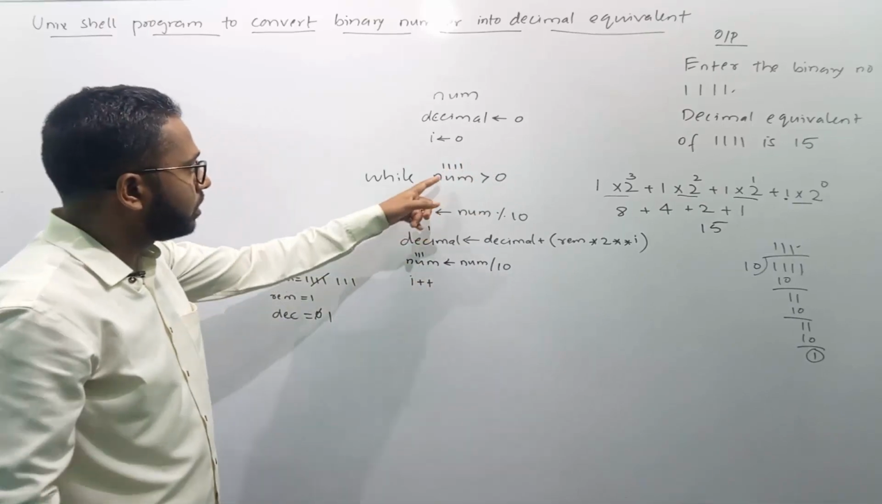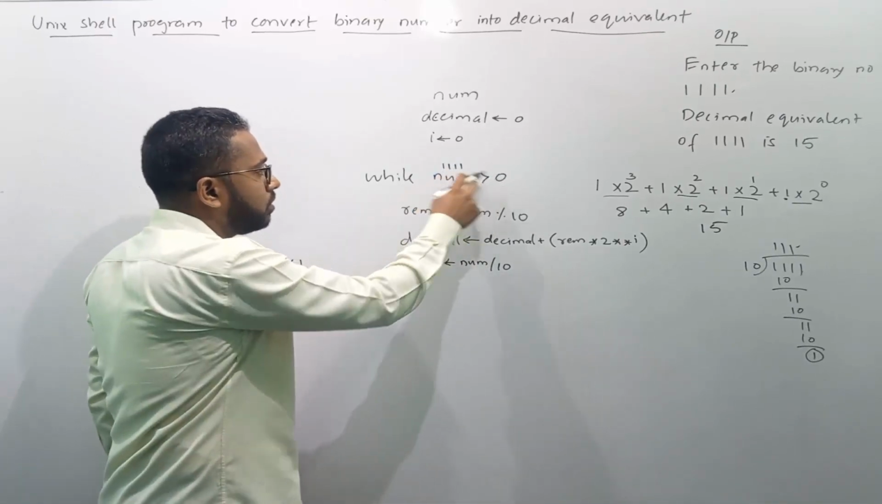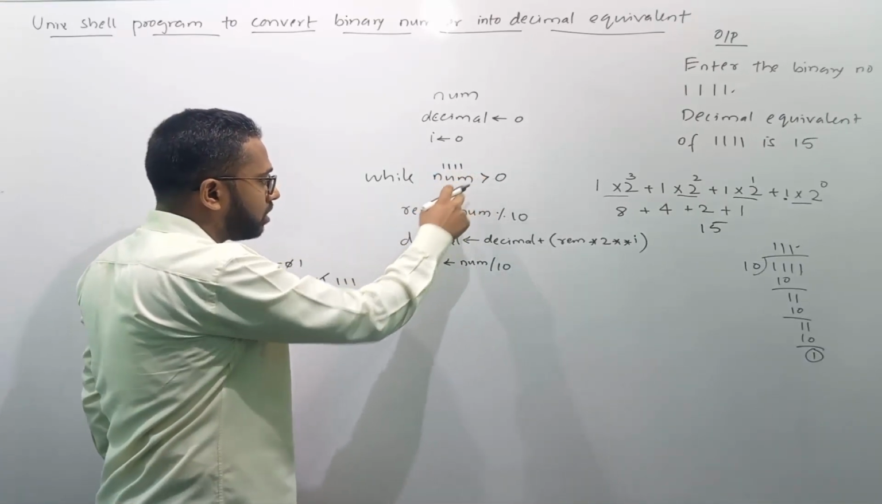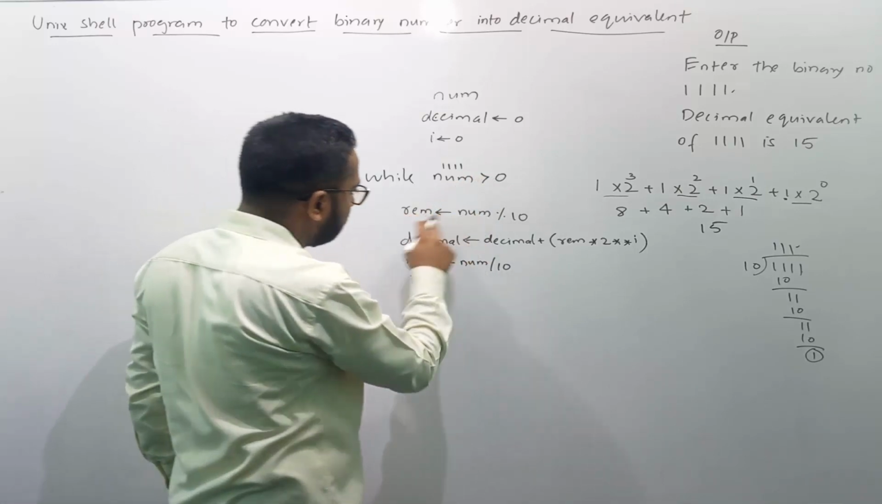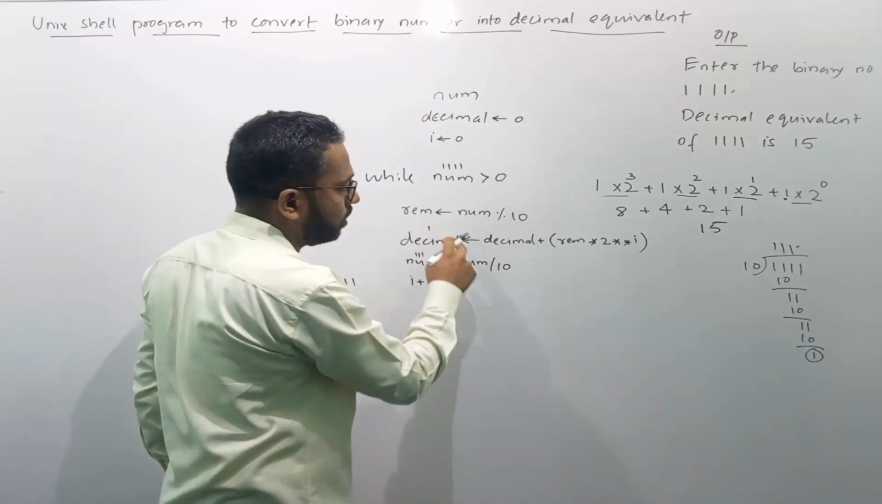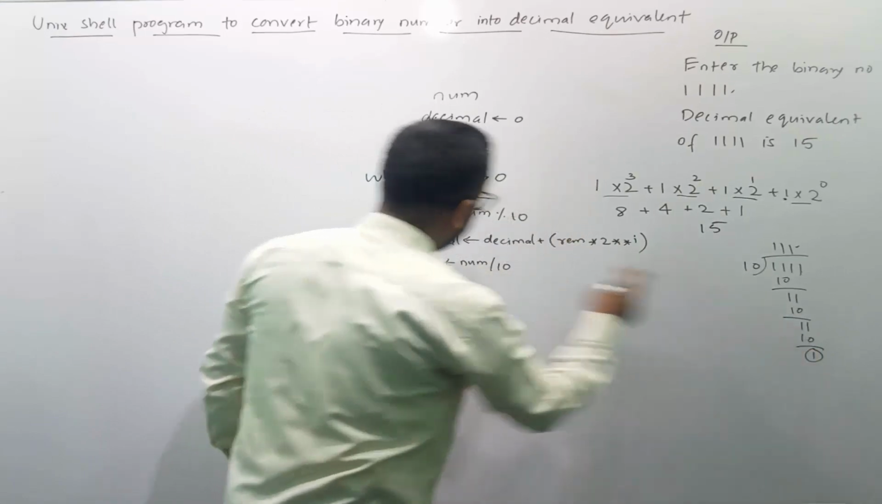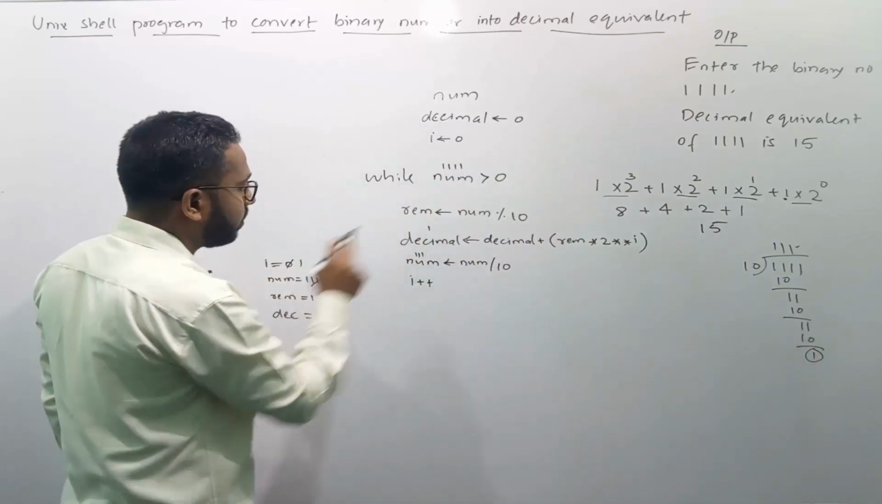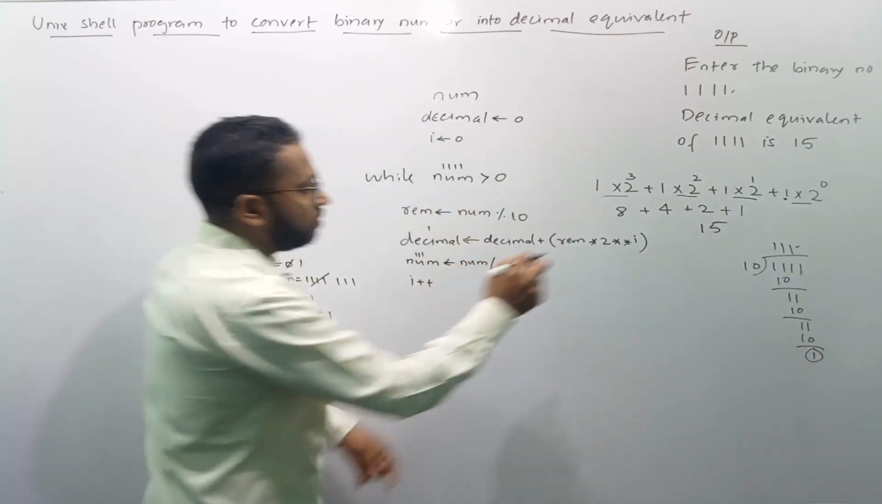Now let us try to trace once again with the value 1111. The num value is 1111, the condition becomes true, since 1111 is greater than 0. Control comes inside the while loop to find out the remainder, 1111 mod 10, and we get 1 as the remainder. Now remainder is 1. Next we need to perform this.